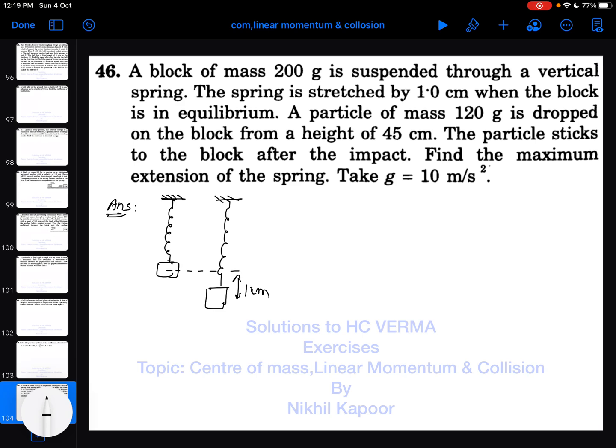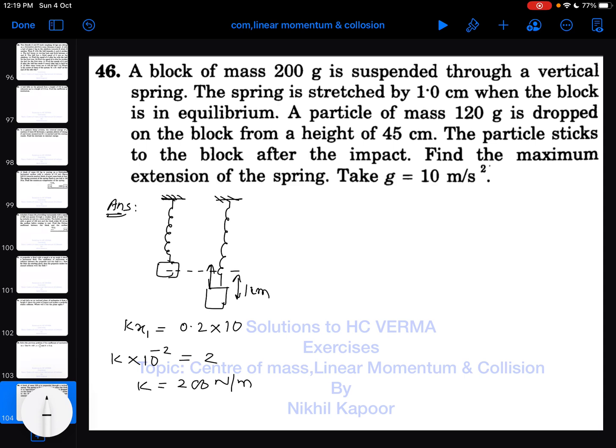So from this information I can say the spring force developed, Kx, that is Kx1, where x1 is the initial extension in the spring, balances the weight mg of the block, that is 0.2 into 10. So K into 1 centimeter, which is 10 to the power minus 2 meter, equals 2. So K comes out to be 200 Newton per meter. The value of this K will be useful in future.